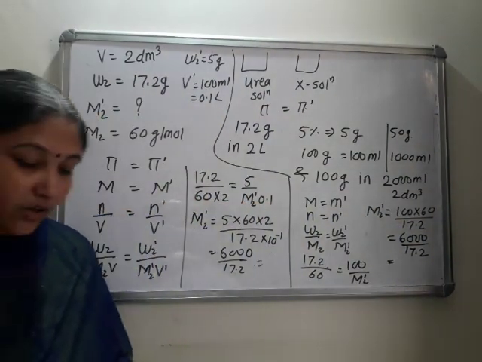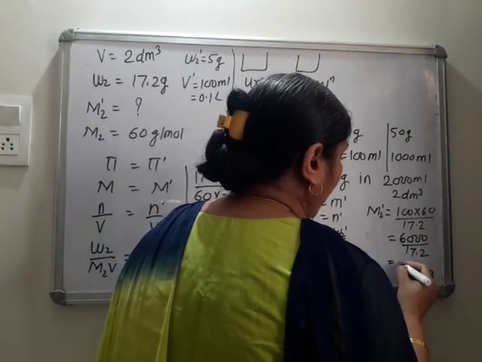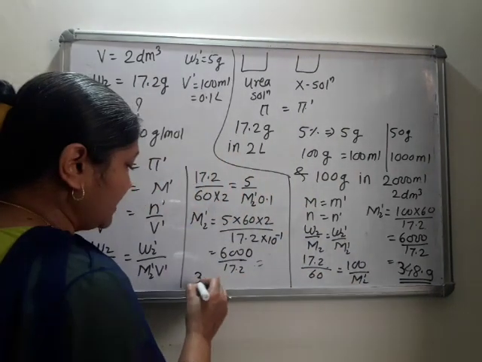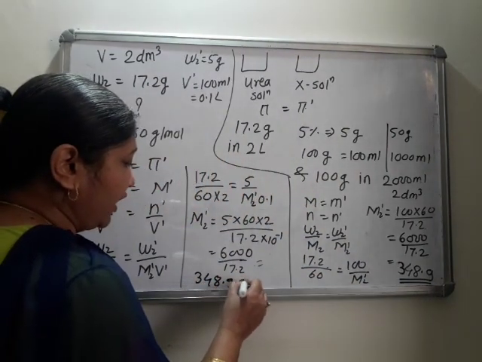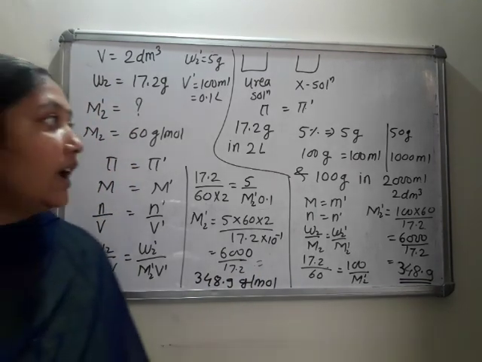Solve this. After simplifying, you will get this value as 348.9 gram per mole. What is the expected answer? 348.9 gram per mole. This is the expected answer.